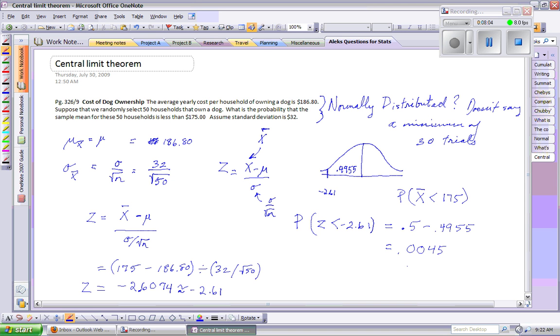So it's less than a 1% chance. And that's it. Less than a 1% chance that a sample you take will have a mean less than 175.